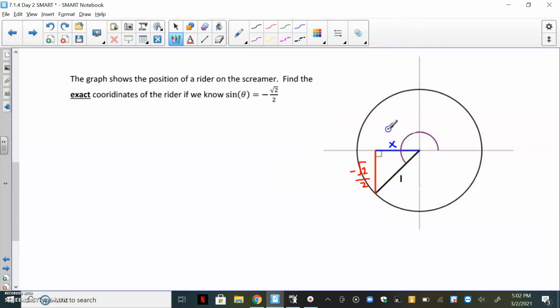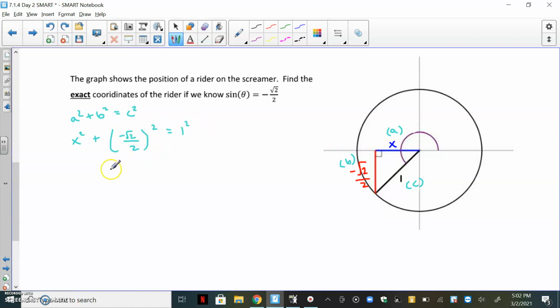So label your triangle with A, B, and C just like before. The 2 legs are A and B, and then the 1 is always going to be your C. So we plug into our formula. Instead of a squared, we will write x squared. B squared becomes negative root 2 over 2 squared. Then c squared becomes 1 squared.